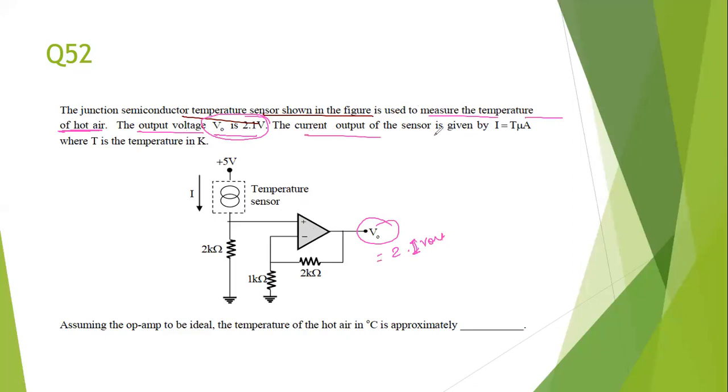The current output of the sensor I equal to T microampere, where T is the temperature in Kelvin. Assume the op amp to be ideal. The temperature of the hot air in degree Celsius is approximately what?